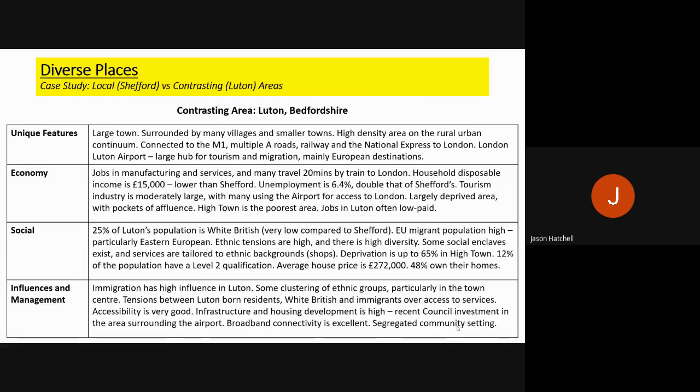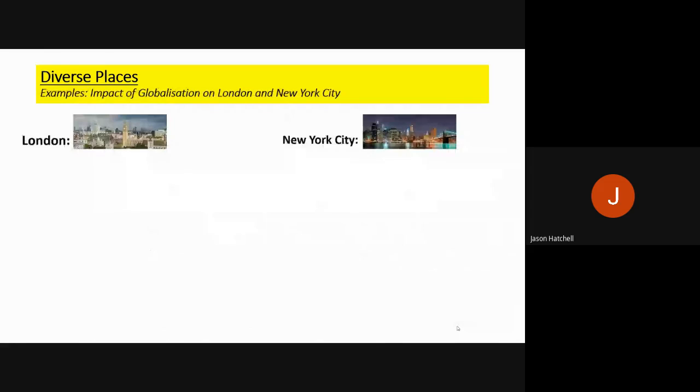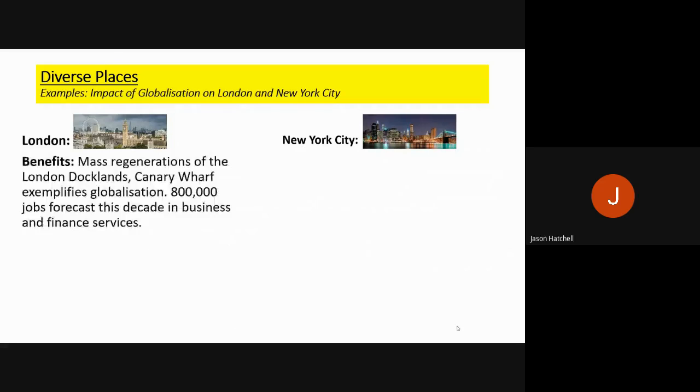Okay, let's move on to our next example, and this was the impacts of globalization on London and New York City. So two major cities and the impacts, both positive and negative, on those two cities. So let's start with London. London does benefit massively from globalization. It's had mass regeneration of the London Docklands. It has Canary Wharf being formed, which is an exemplification of globalization. It exists because globalization exists.